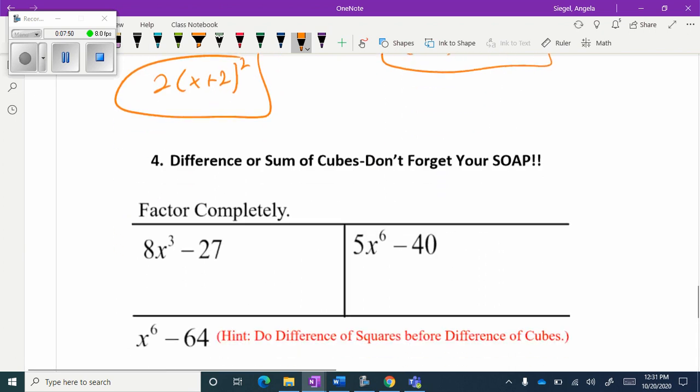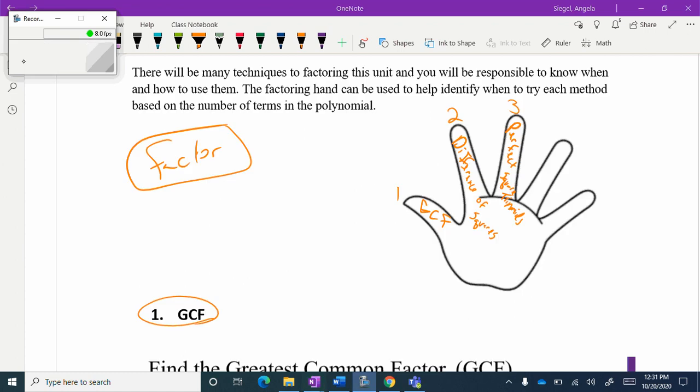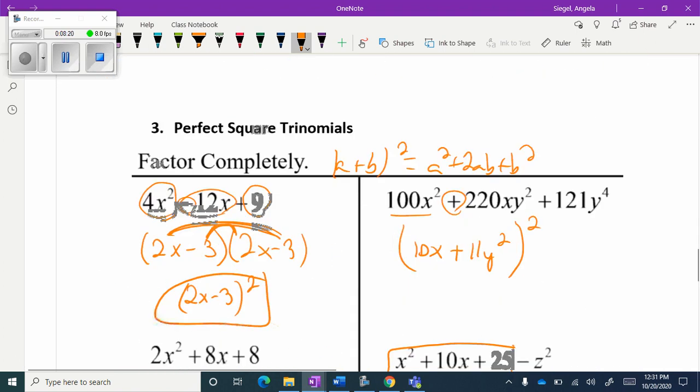Okay. So the final one that we're going to talk about today, we're not going to talk about the fifth one, is the sum or difference of cubes. So we are going to add that to this finger because, again, we always have two terms there. So I'm going to put cubes. Okay, so we always have two terms, so it's going to be that second finger there.